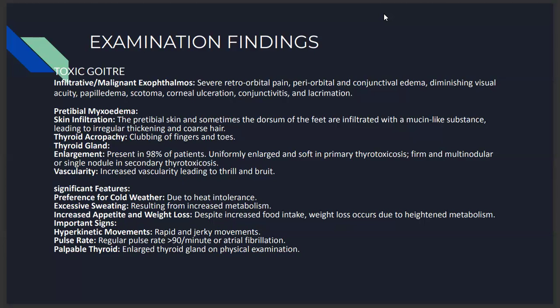Significant features: preference for cold weather due to heat intolerance. Excessive sweating resulting from increased metabolism, increased appetite and weight loss. Despite increased food intake, weight loss occurs due to heightened metabolism. The important signs: hyperkinetic movements, rapid and jerky movements, regular pulse rate greater than 90 per minute or atrial fibrillation, palpable thyroid, enlarged thyroid gland on physical examination.